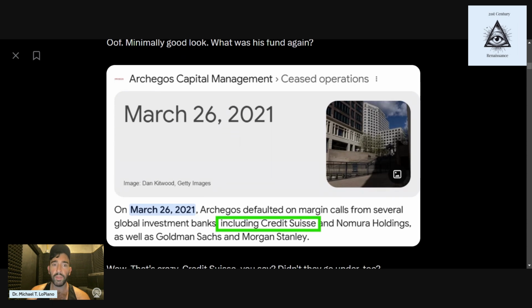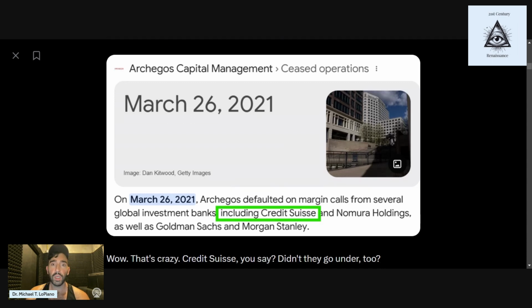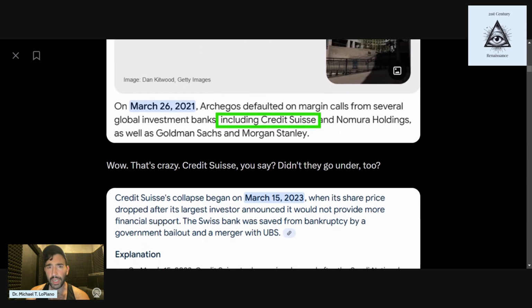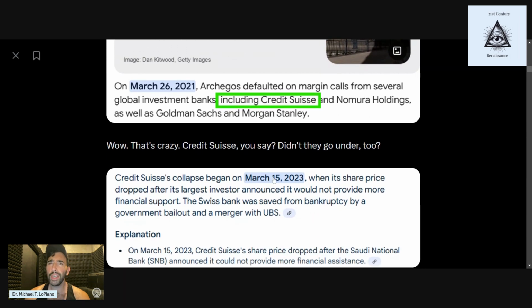But interestingly, one of the last trades that Archegos engaged in, one of the margin calls which it defaulted on, was one from Credit Suisse that March, right? One of Archegos's margin calls that caused the default that March was from Credit Suisse. So very interesting, because of course Credit Suisse also went out of business. Credit Suisse also collapsed in March, but 2 years later.